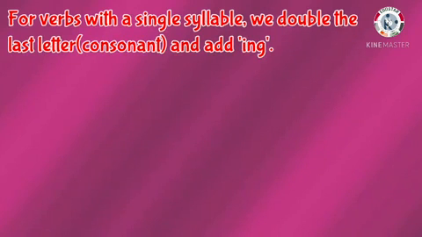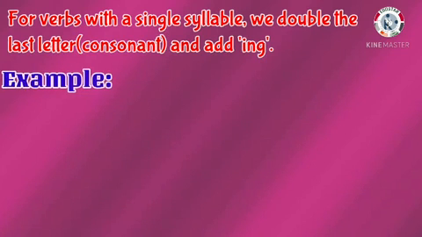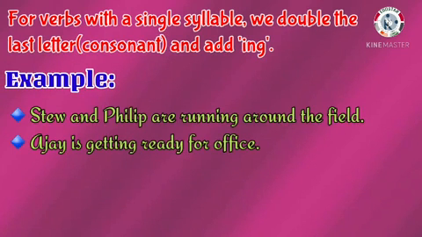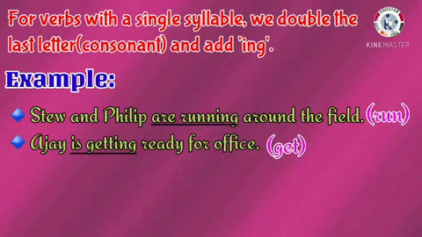In some verbs, we double the last letter and add ing. That is, for one-syllable words that end in vowel plus consonant, we double the last consonant and add ing. For example, Steve and Philip are running around the field. Ajay is getting ready for office. Here the base verbs run and get are one-syllable words. As well, these verbs end in vowel plus consonant, so we doubled the last letter and added ing.